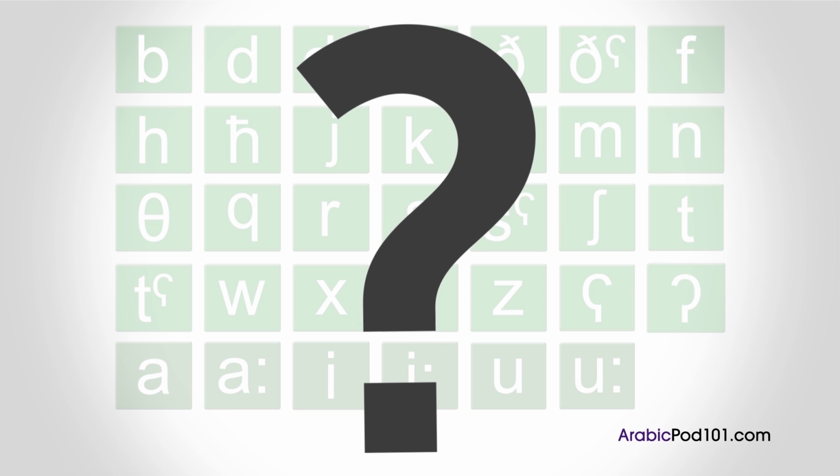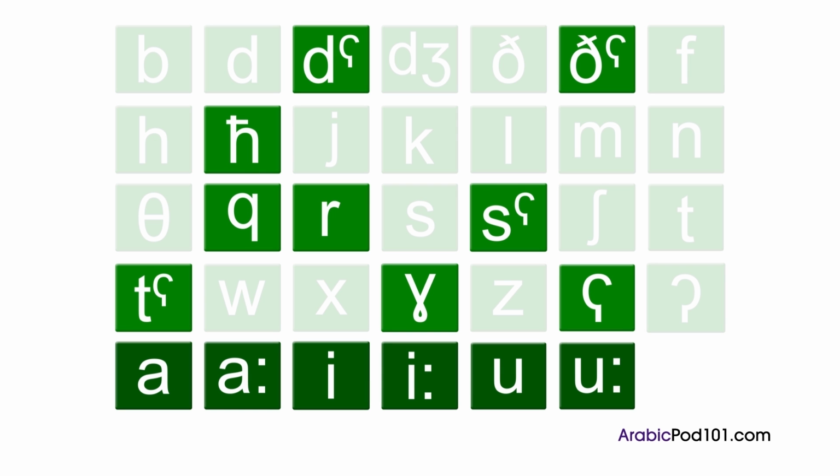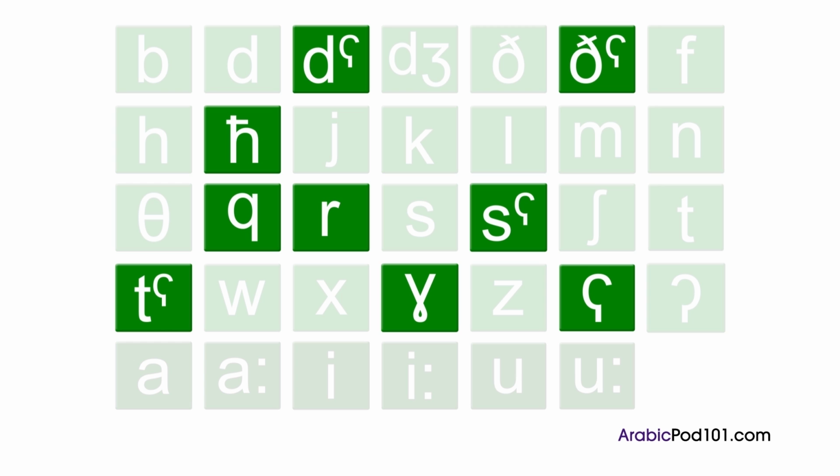Still seem complicated? Well, how about this? Of the 28 consonant sounds in Arabic, you already know 19 of the original sounds. That's right. If you're a native English speaker, then you already make these sounds every day. You can also ignore all of the vowel sounds for the same reason. The only thing standing between you and perfect Arabic pronunciation is 9 new consonant sounds.